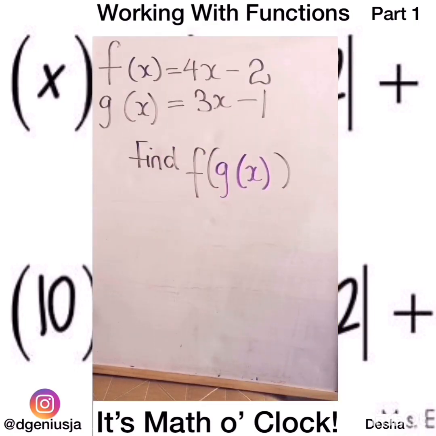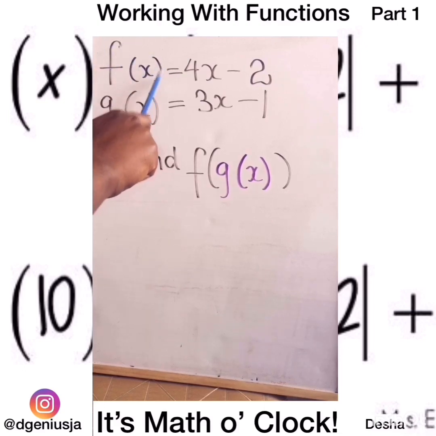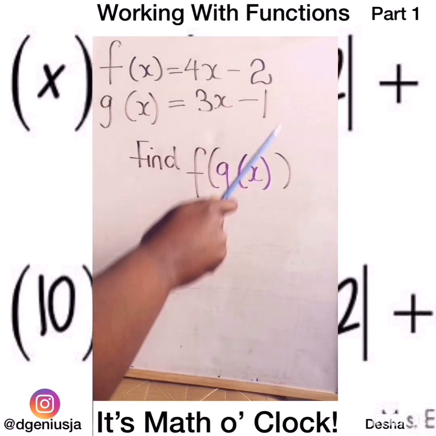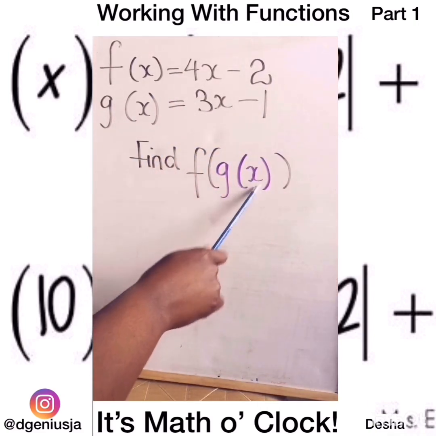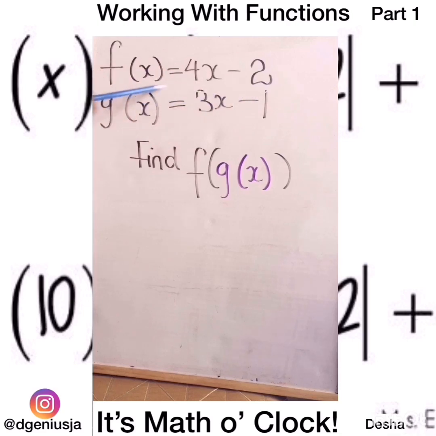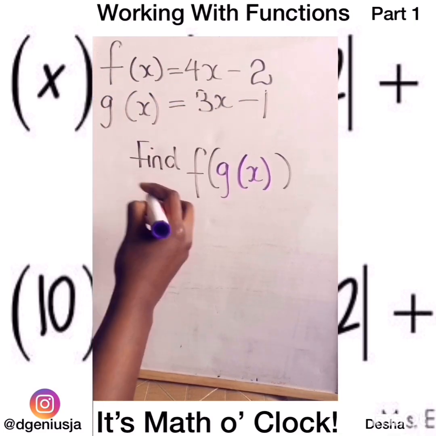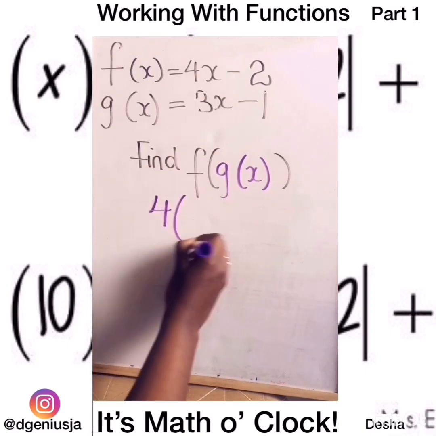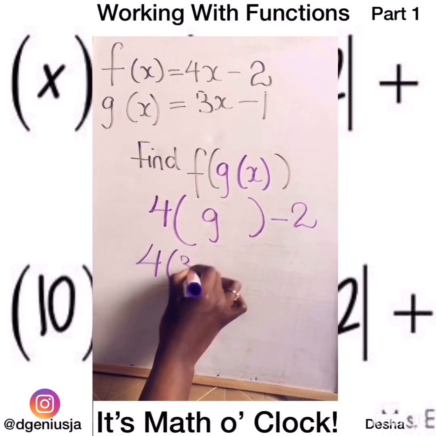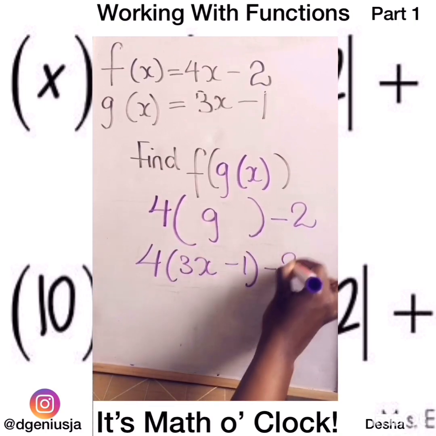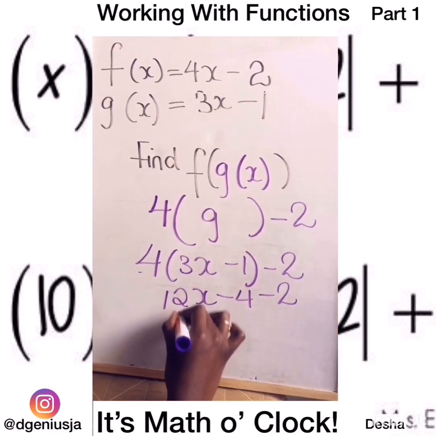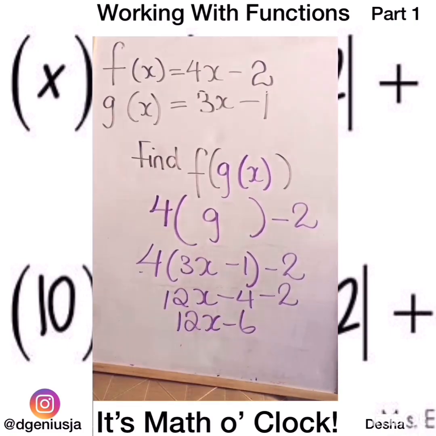Let's do another example, guys. Given the function f of x is equal to 4x minus 2 and g of x is equal to 3x minus 1, we're going to find f of g of x. Remember, we're going to input the value of g into the function f of x. So this would be 4 into g minus 2. So 4 into 3x minus 1, minus 2. 4 3s are 12x, 4 1s are 4, minus 2. So the answer is 12x minus 6.